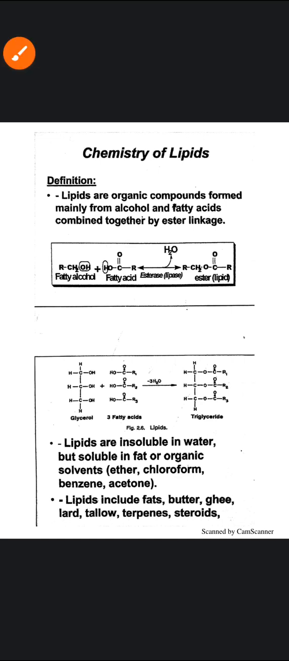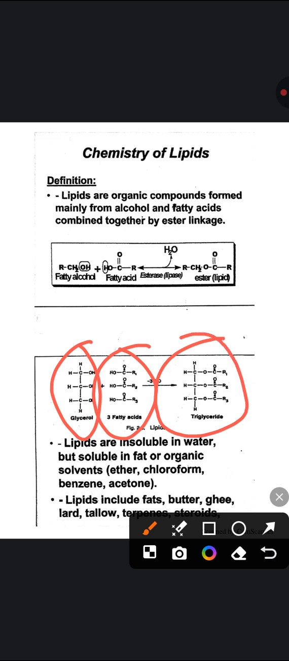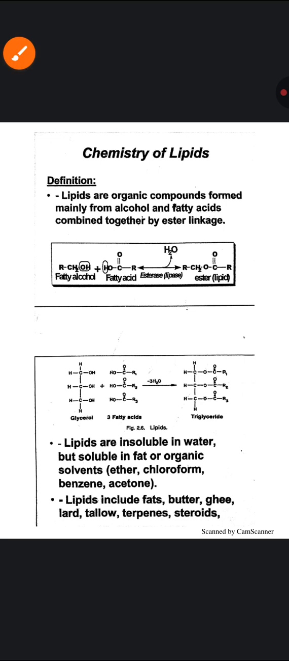So as you can see here also, when you have glycerol, this is glycerol, a sugar alcohol, and this is fatty acid, combined together they give you triglycerol. This is also just an example. We are going to see them one by one in our later lecture.